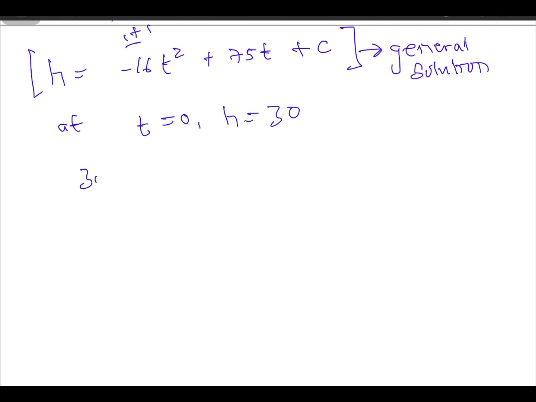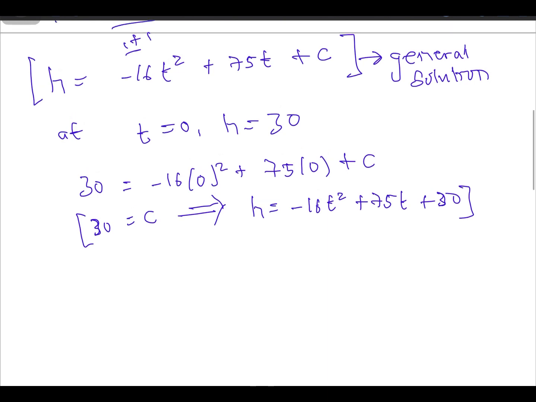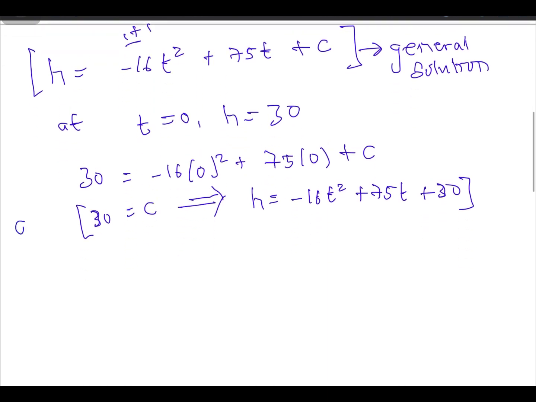Therefore, 30 equal to negative 16 times 0 squared plus 75 times 0 plus c. And therefore, our 30 equal to what? C. Therefore, our function is going to be h equal to negative 16t squared plus 75t plus 30. So this is for A. Now we are done with the A.